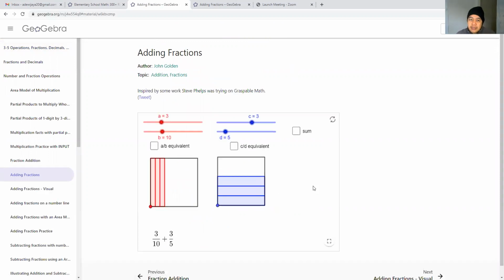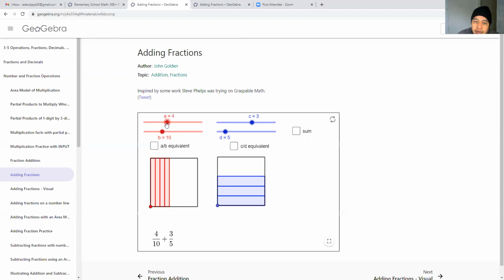So this is how the simulation looks, and it's quite easy to play around with. In this case we have two fractions. The first one is 3 on 10, and the second one is 3 on 5, and we want to add them. You can change the numbers. Instead of 3 on 10, if you want 4 on 10, you can just change this number.